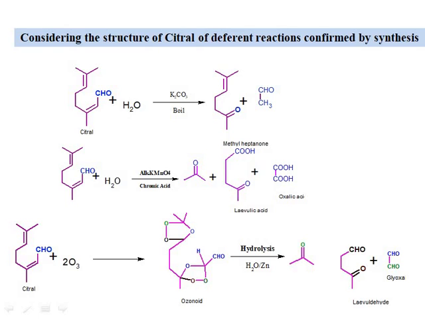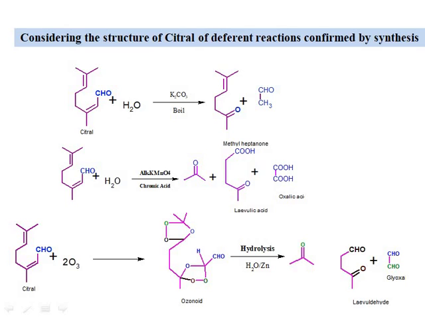Citral can be treated with potassium carbonate and water to give 1 molecule of methyl heptanone plus glyoxal. Citral is also treated with alkaline KMnO4 and chromic acid. It gives 3 molecules. Which ones? One is acetone, second is levulinic acid, and third is oxalic acid.